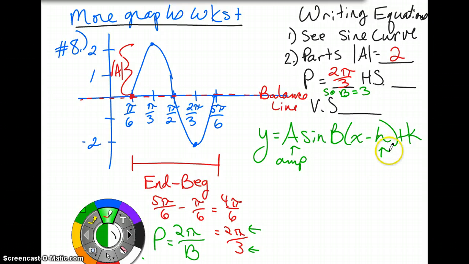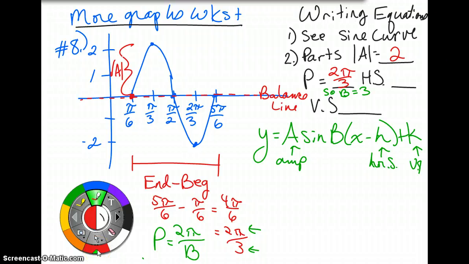And then the h, this is going to be the actual horizontal shift, the hs. And then the k, that is your vertical shift. Ooh, sorry, my pen doesn't want to work over there. I'm outside the bounds, I guess. So now that we have our amplitude and our period and we figured out our b, now let's go ahead and look at that horizontal and vertical shift.